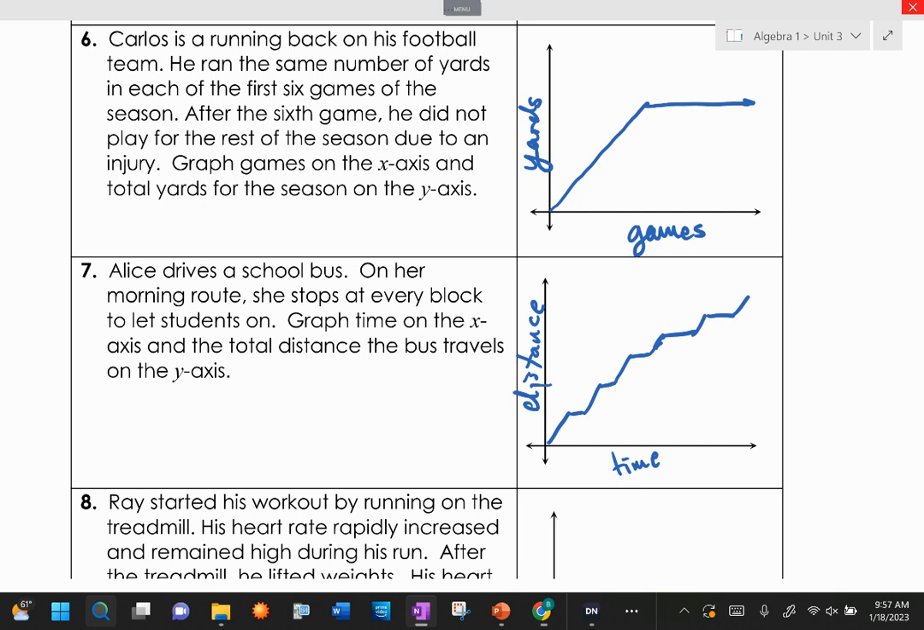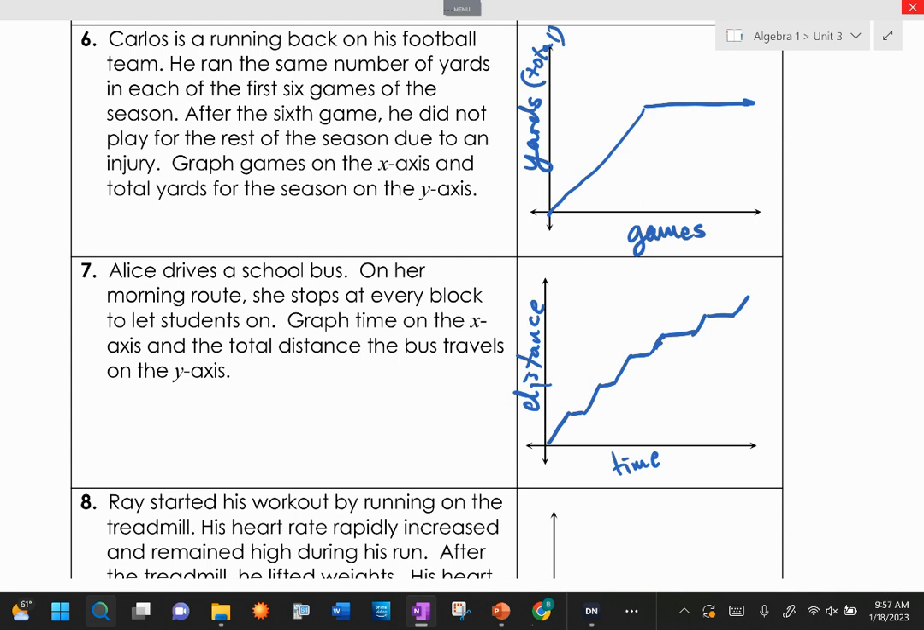I have a question about number 6. Why would it just plateau at the start and just drop down after? Because it's counting his total number of yards. So he gained the same amount of yards every game, and so his total yards for the season are going up. And then after he gets injured, he stops gaining yards. I thought he got the same yards for each game. He did, but what they're saying right here is this is yards, but this is total for the season. Okay?